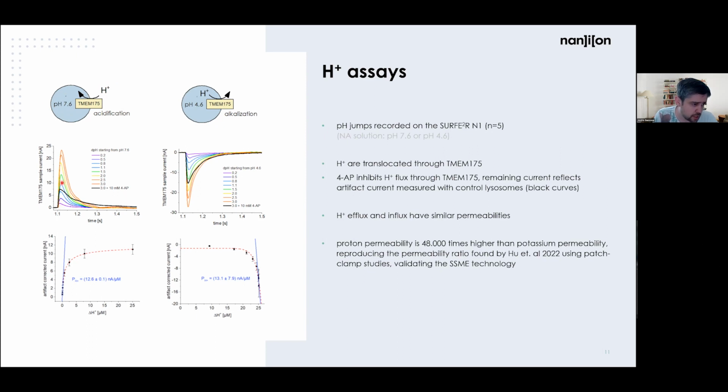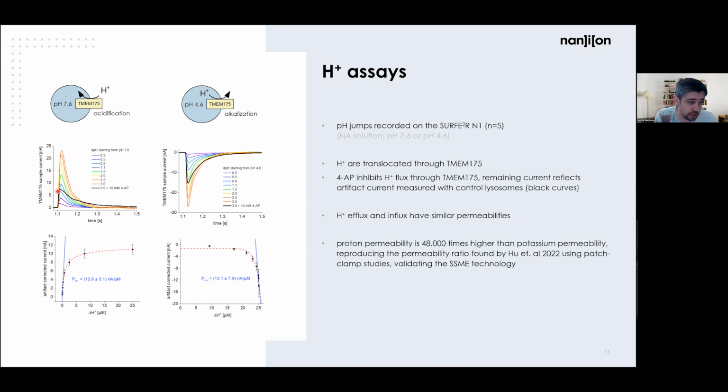And you can see here, these are the currents we measure with the different delta pHs. Of course, the higher the pH gradient, the bigger the current. And with the highest pH gradient, 3.0, which is the orange curve here, we also added 10 millimolar 4AP to block proton flux through TMEM175, and we get this black current here. And what is remaining here is the artifact resulting from proton-lipid interaction. We actually measure exactly the same current when we measure control lysosomes without 4AP.